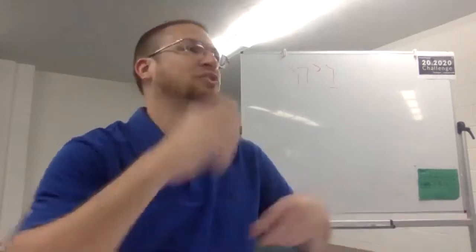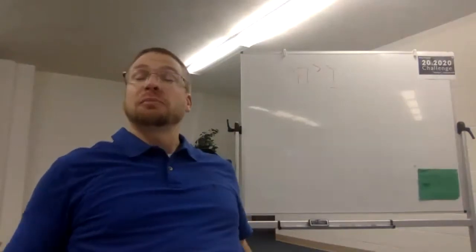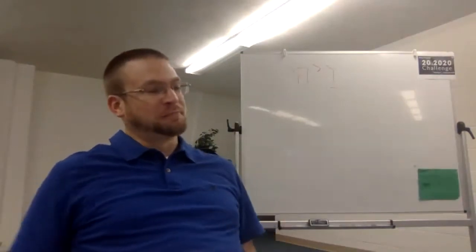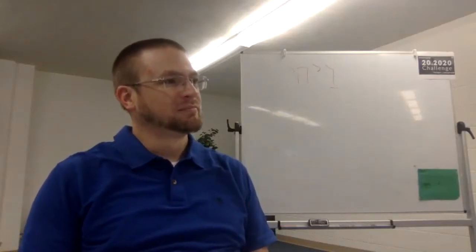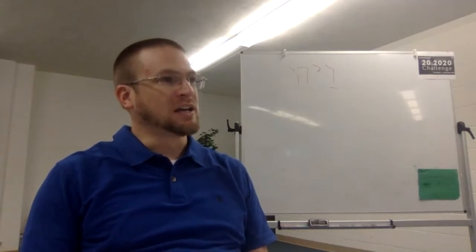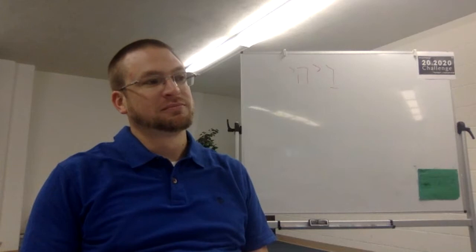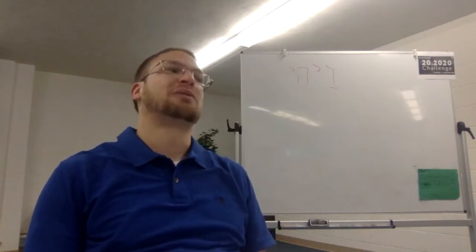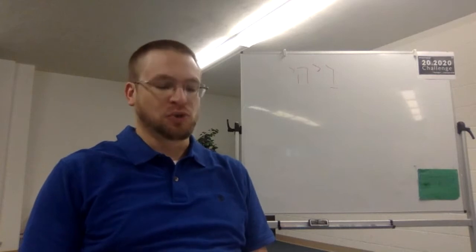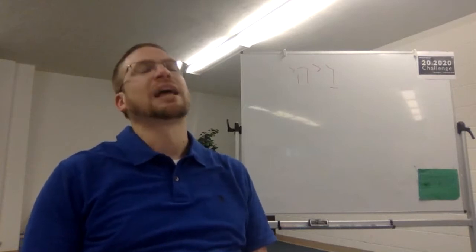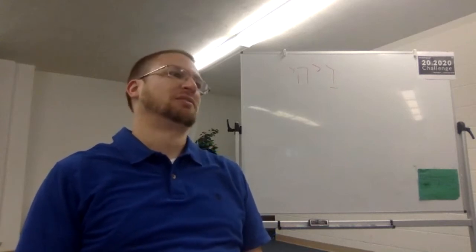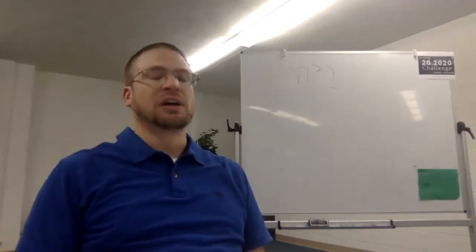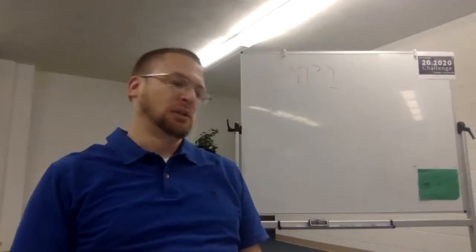Okay, number six. Where do we put the first division line? After the mem. If we put it after the mem, what do we have in the first syllable? What's under the mem? Is that a long vowel or a short vowel? Short. So can I have a short vowel in an open syllable? Nope. So where would the line have to go? After the lamed. Very good. So is this a vocal shewa or a silent shewa? Silent. So not mila, but mil.